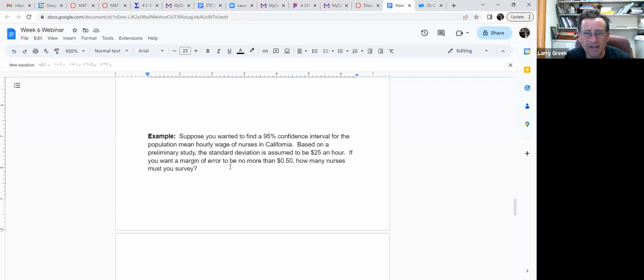If you want a margin of error of being no more than 50 cents, so that means you're not off by 50 cents on either side from the sample mean, basically. How many nurses must you survey? So it's really important to be able to come up with how big a sample size you need, because if you don't do that, you won't even know what to do. If you want to do a study, how many people should you study? And this is how you go and do it. Any questions so far?